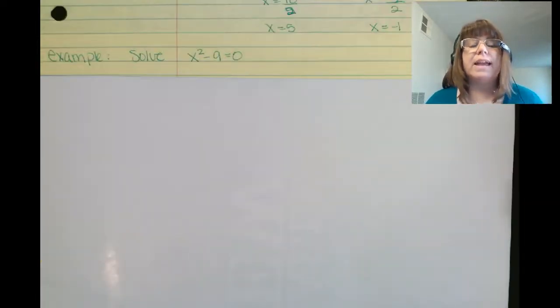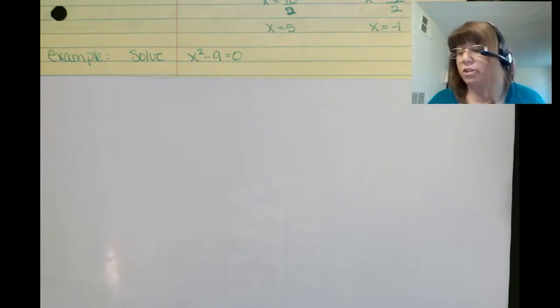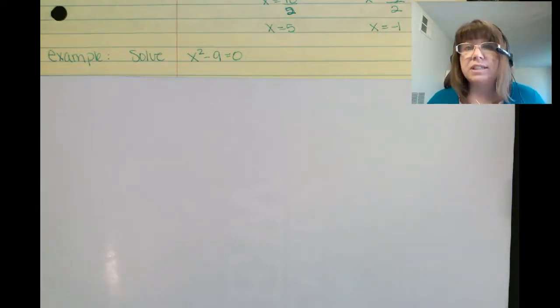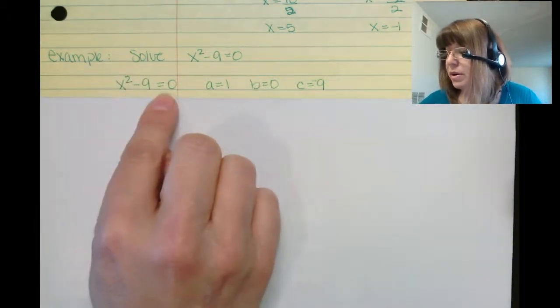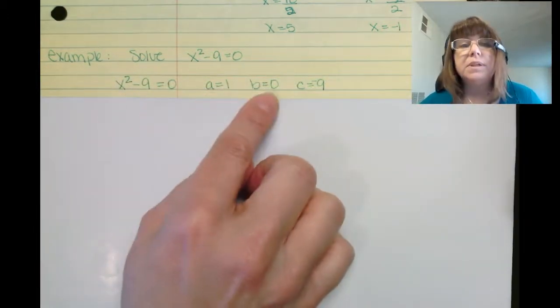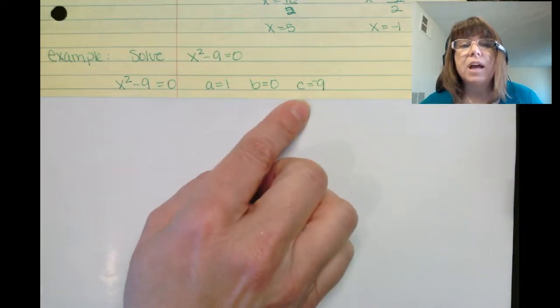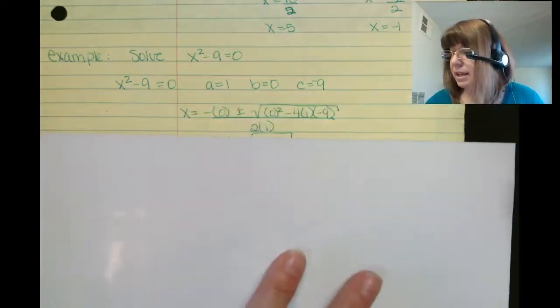Let's solve x squared minus 9. Now yes, you could probably move the 9 over and take the square root of both sides and it's a lot faster, but here, let's use the quadratic formula just to see what happens. Alright, so x squared minus 9 equals 0. A is 1, B is 0, C is negative 9. I'm going to plug it in.